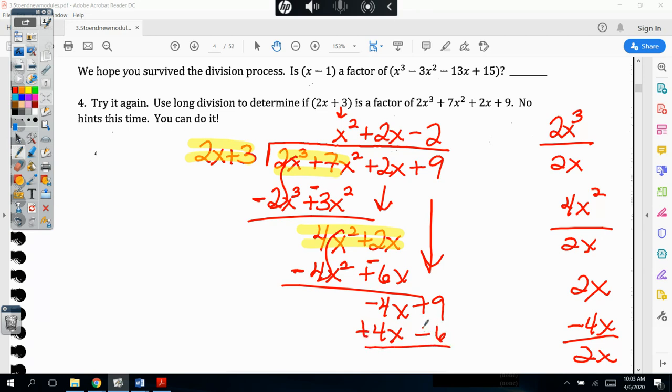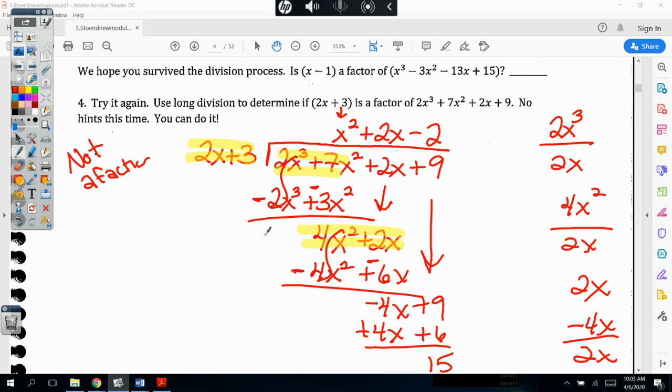Change the signs. And this time I do get a remainder. Okay, so it's not a factor. So it will not be a factor. So I can't write it real nice like I did before. I'm going to have to take into account the remainder of 15.